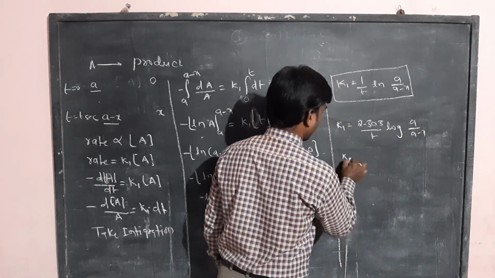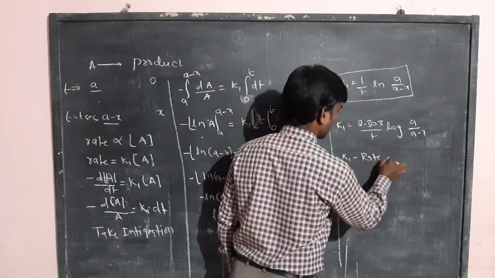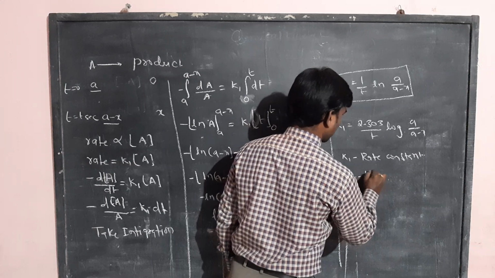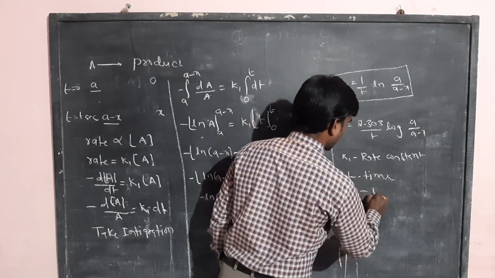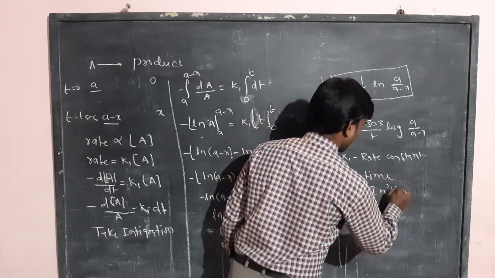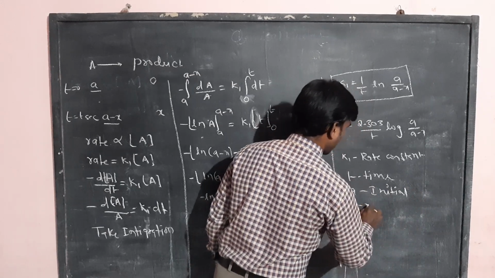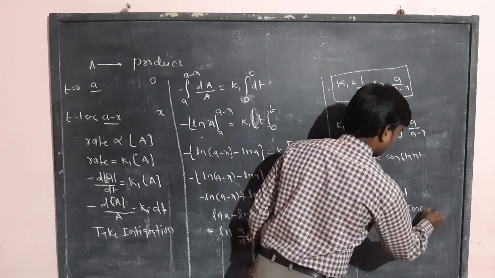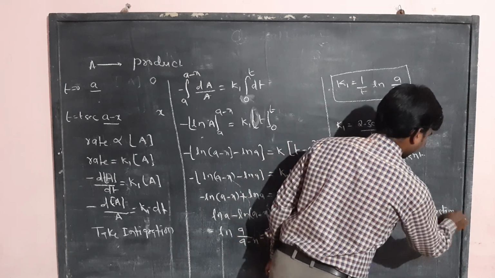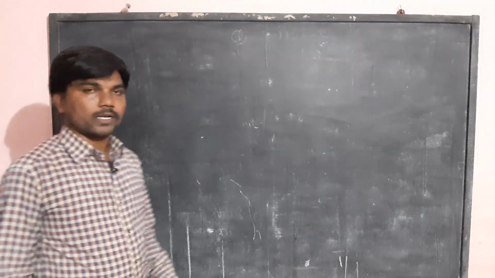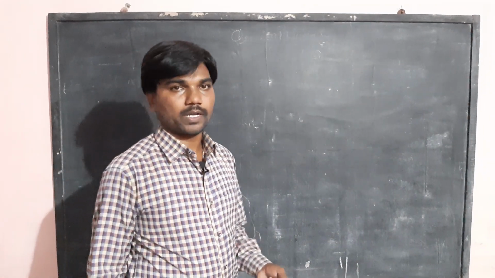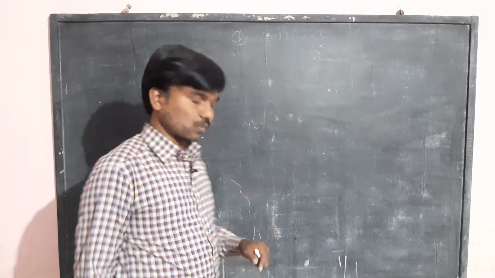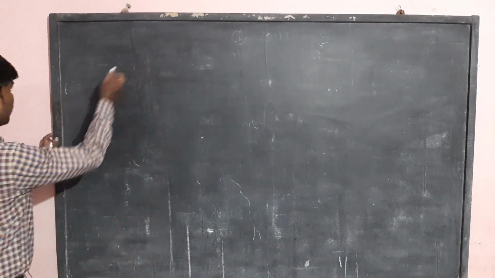So again here K1 is the rate constant, and t is time. A is the initial concentration, and A minus x is the final concentration. Different types of expressions will be there for rate. Instead of A minus x, they will take C naught and C also. So I am going to explain one more way.